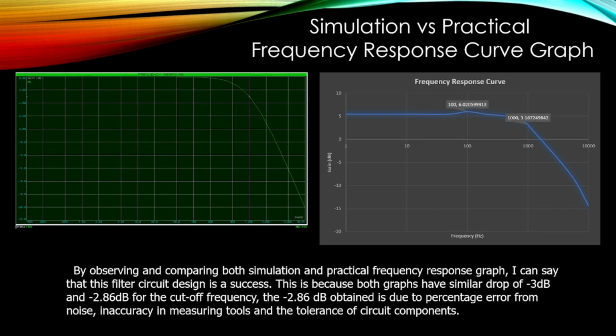As you can see, there are differences between the simulation and practical. This is due to the percentage error from the noise, inaccuracy in measuring tools, and the tolerance of circuit components.